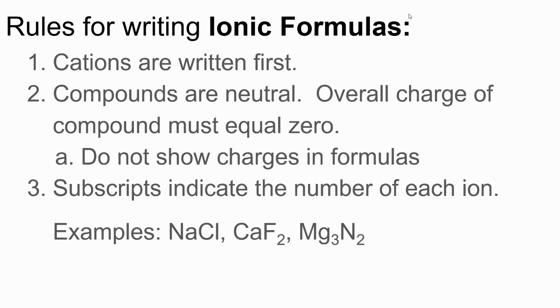We don't write the charges in the formula. So we don't say Na plus Cl minus. No, we just write sodium chloride, okay? So don't write the charges in the formula. And then probably you've already figured this out, but the subscripts tell us how many atoms we need for this ratio. For sodium chloride, it's 1:1. We need 1 sodium for every 1 chlorine. For magnesium nitride, we need 3 magnesiums for every 2 nitrogens. So those subscripts just tell us the ratio, the number of each ion.